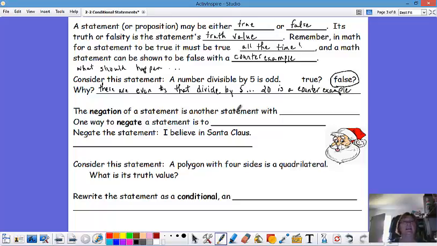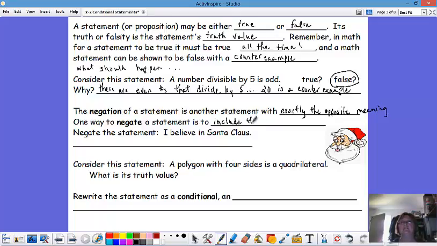All right, very good. Next, negation. So now we're going to start talking about those folks who said if you don't have a nice phone, then you're not cool. The negation of a statement is another statement with exactly the opposite meaning. Okay, it has to be exactly the opposite meaning.